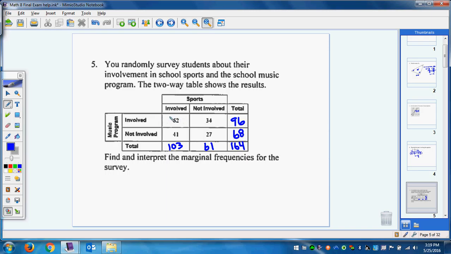Now remember this information here, 62 means they play sports and music. So they could come up with an extra question of what is the percentage of students playing sports and playing music? And that would be your 62 divided by the total number of students surveyed, 164. So depending on the question is what the level of difficulty it may be. But again, we just need to fill it out and interpret it on this one.